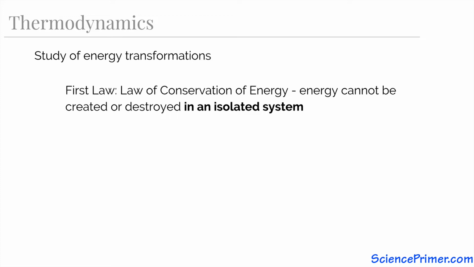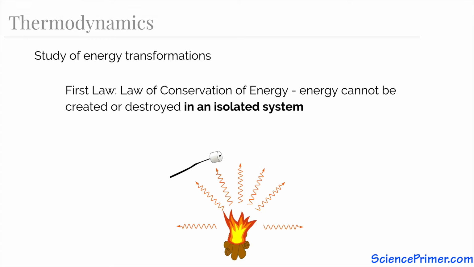To make this clear, scientists often describe thermodynamics in terms of a system and its surrounding environment. When making a distinction between the system and its environment, the first law requires that the total energy of a system and its surrounding environment must remain constant. In our cooking marshmallow example, we can define the system as the marshmallow, making the rest of the diagram, including the fire, the surrounding environment.